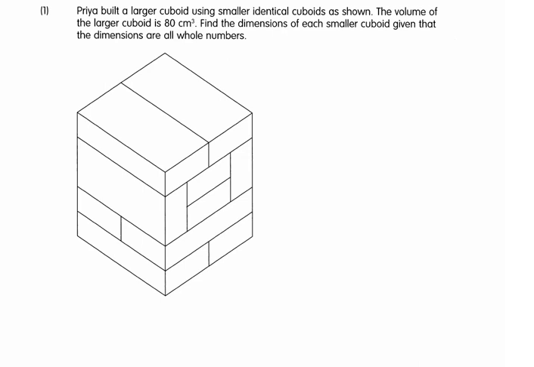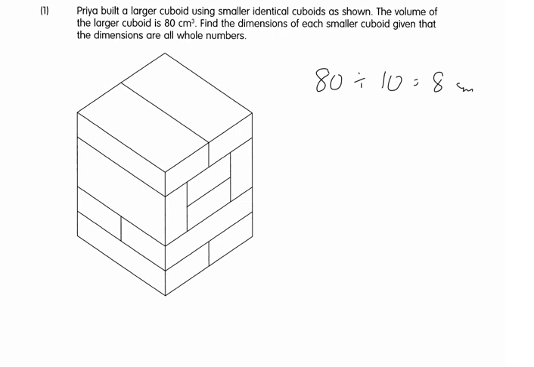Ryan, say. So you will find the volume of one smaller cuboid first, right? And to find the volume, we must first count the number of smaller cuboids there are. There's 1, 2, 3, 4, 5, 6, 7, 8, 9, 10. So the first step will be to find the volume. You'll do it at home on your own. So one of them is 8 cm cube.